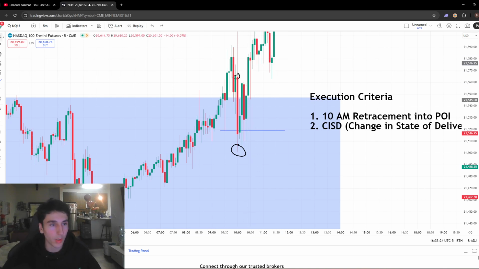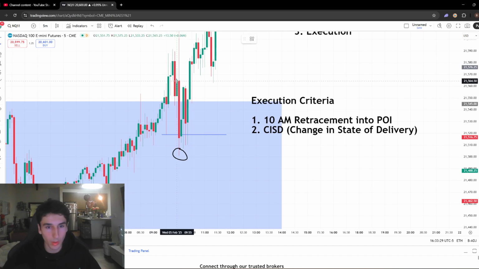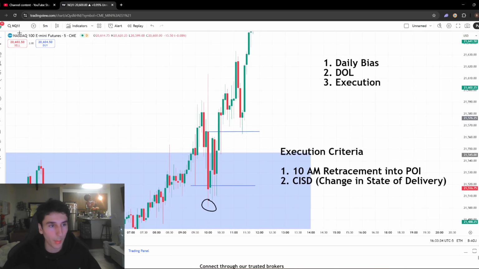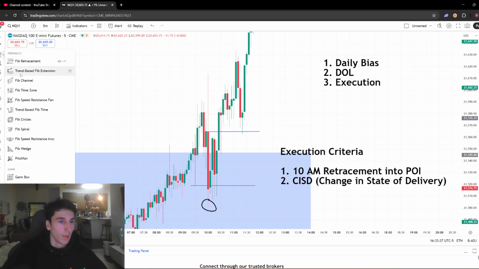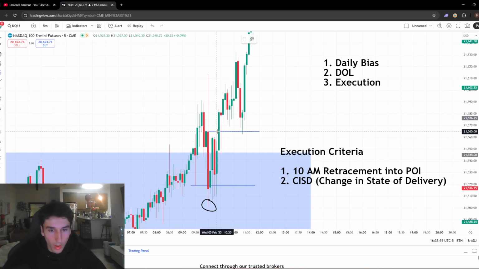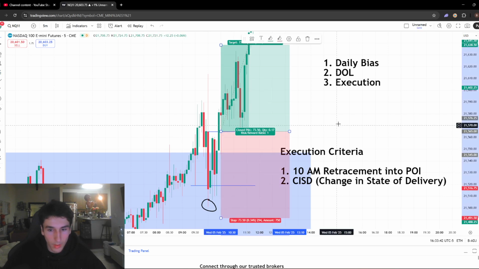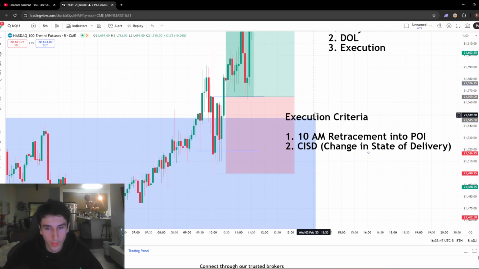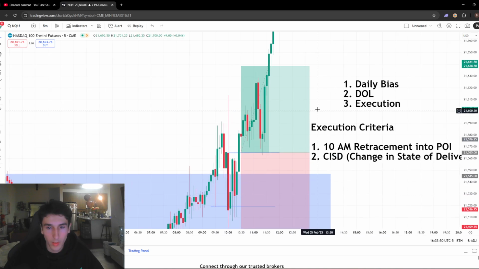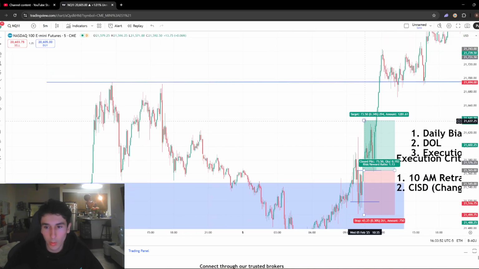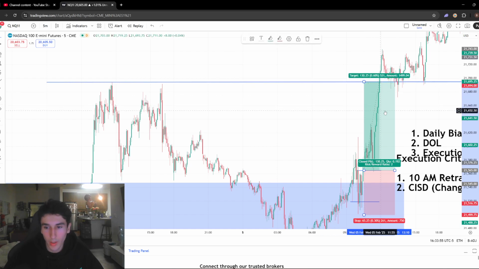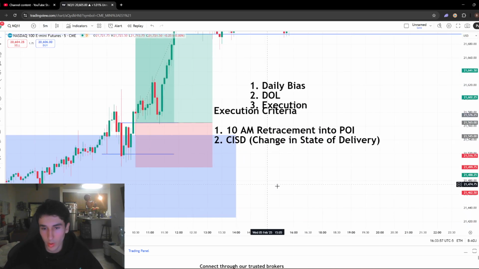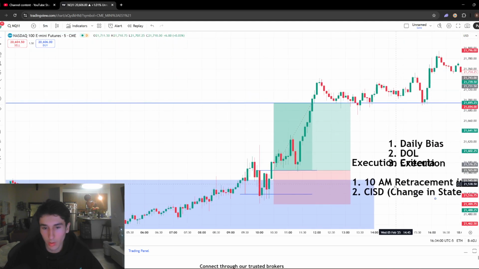So I want to go ahead and remove this right here, and I'm going to draw out exactly what the entry would be. So once we get a good break above this level, I'm going to go ahead and set my entry. Set my entry for long here, once we retest that change in state of delivery, with stops right below, just a tick below there. And then obviously our draw on liquidity being up here, and that gives us literally an exact 2R, which is crazy. And the team took this.